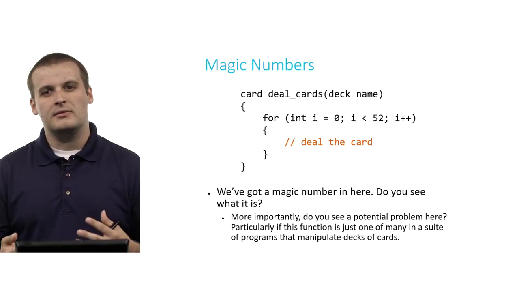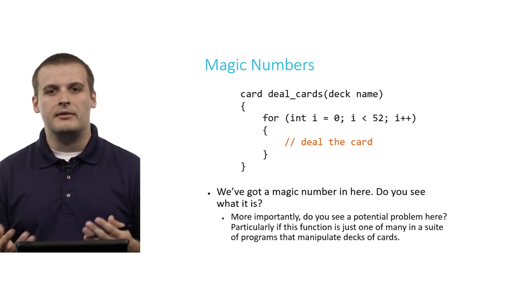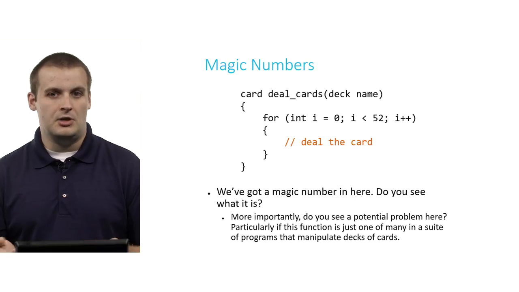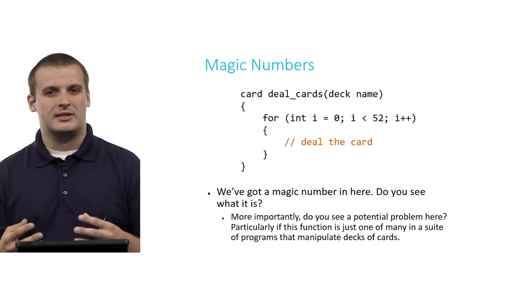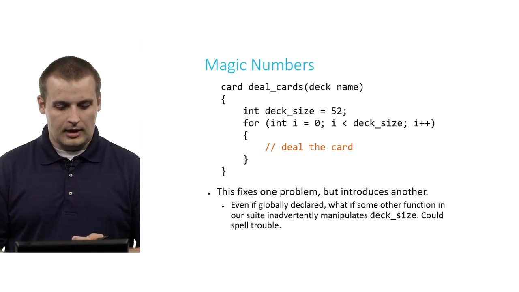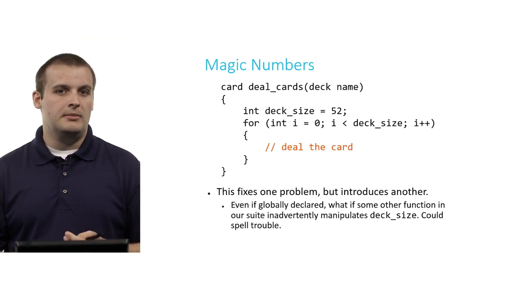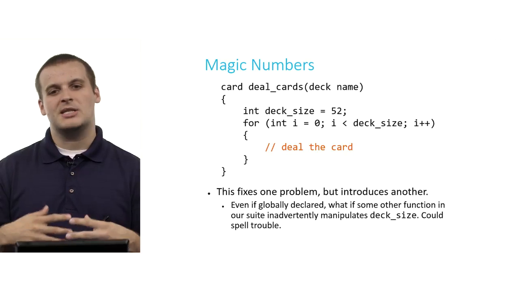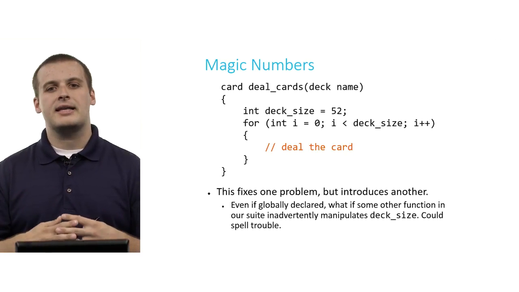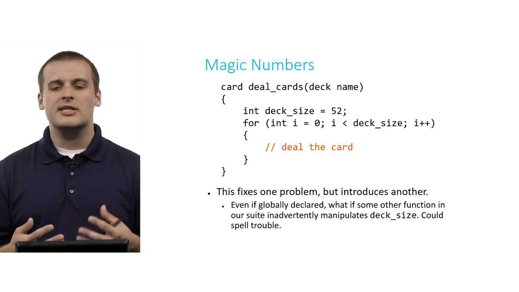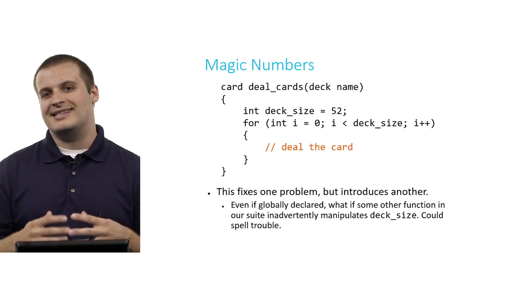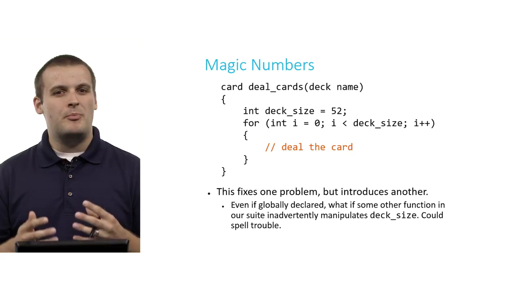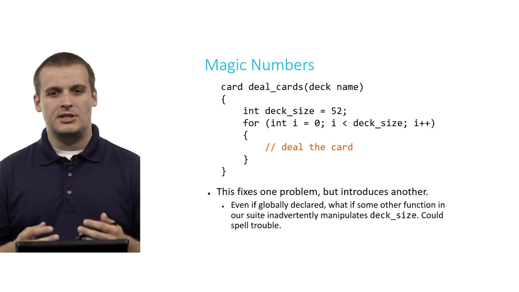It's 52, right? Intuitively, we probably know that a standard deck of cards contains 52 cards. But in our program, it's just kind of floating around in there. It's like all of a sudden there's a 52. One way to resolve this problem is to do this. We're very explicitly now calling out the deck size as 52. It gives it a little more intuitive meaning when in the for loop later on we then say i is less than deck size. It just seems better than saying 52.